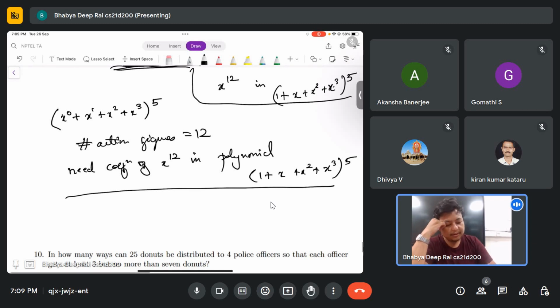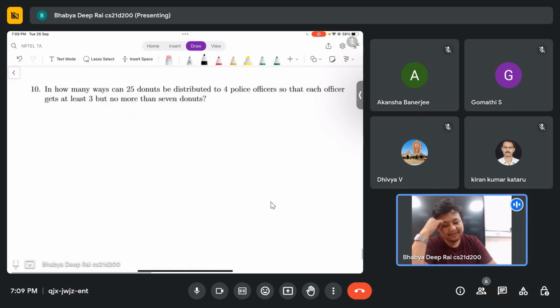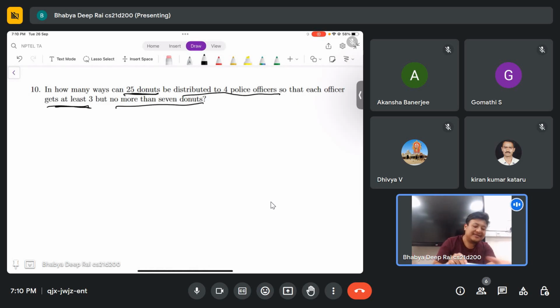Okay, good. Let's move on to the next question. So here too, can you tell me what is the coefficient and what is the polynomial? In how many ways can 25 donuts be distributed to 4 police officers so that each officer gets at least 3 but not more than 7 donuts? Now we have some more restrictions. How do we highlight them? It's not very different from what we've just seen. Just let me know the coefficient and the polynomial.